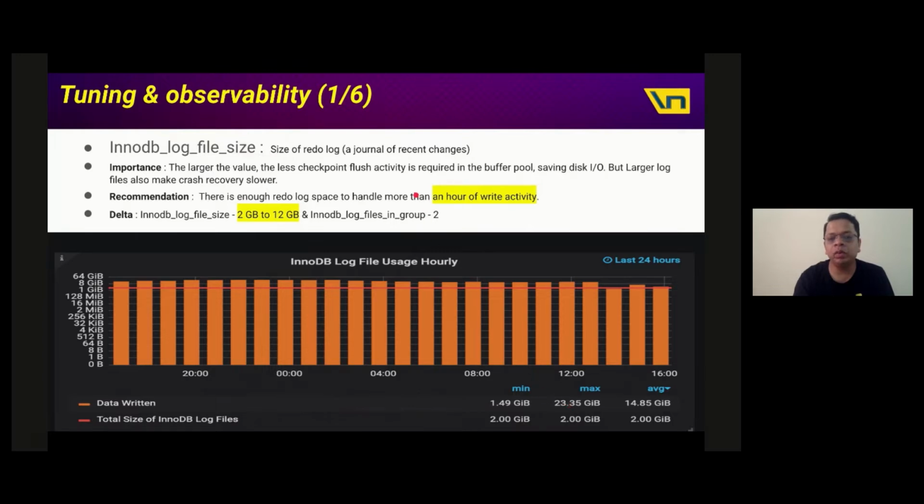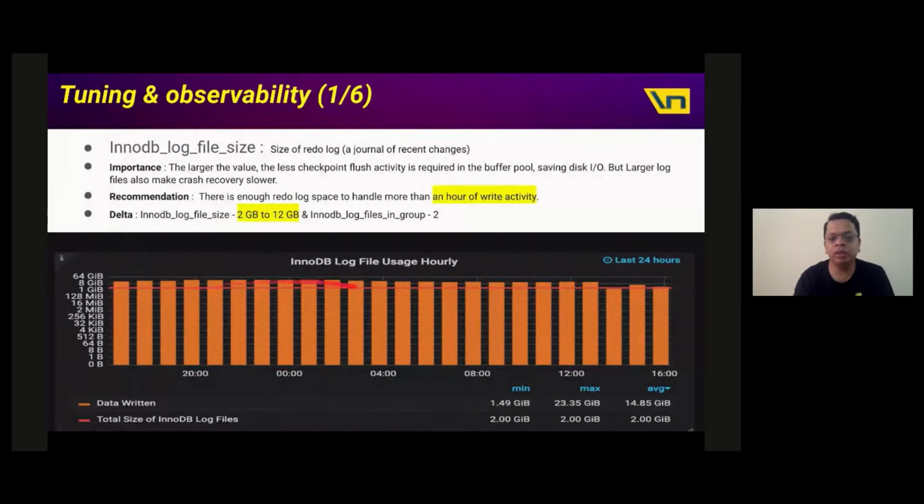Because of that, there was a lot of flush activity and hence a lot of disk IO, and that was reducing the overall throughput. Generally the recommendation here is that there should be enough redo log space to handle more than an hour of write activity.